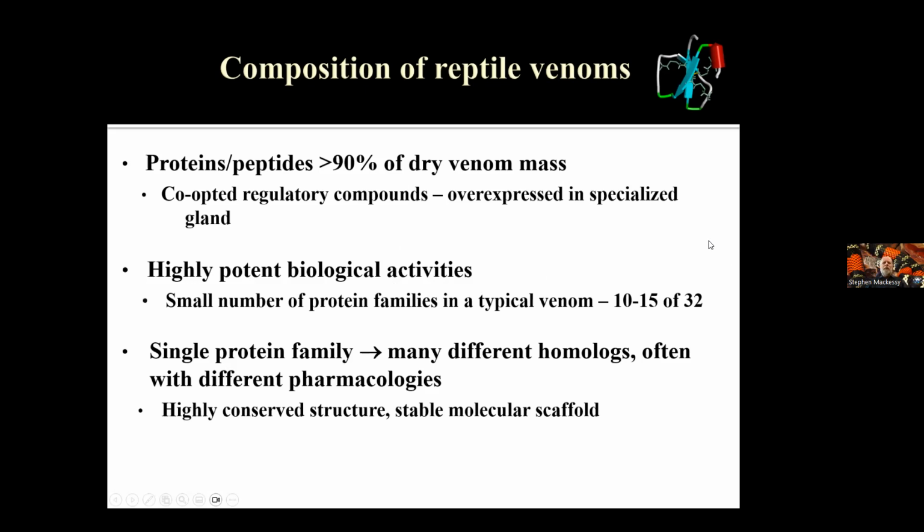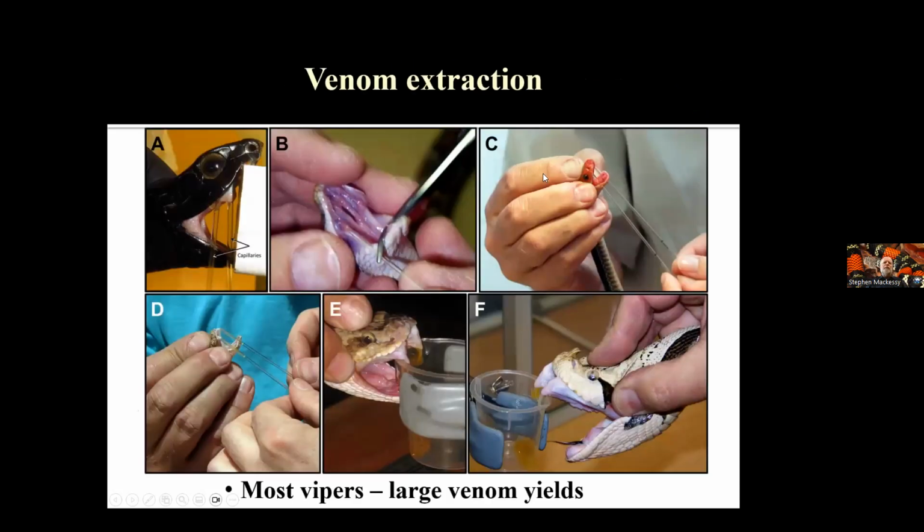Wooster's, Wolfgang's representative of the snake venom metalloproteinases, what we see is that in a single protein family, there are many, many different genes, orthologs that are present, and many of these homologs are actually produced. Typically, these proteins are also very, very stable, and they have a stable molecular scaffold.